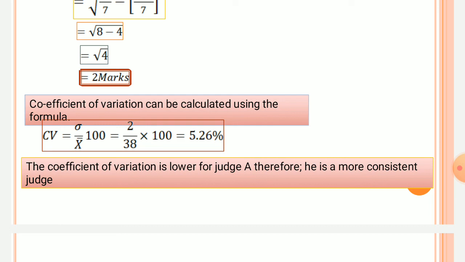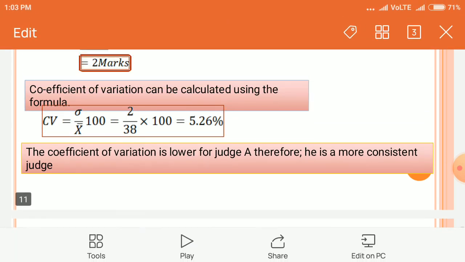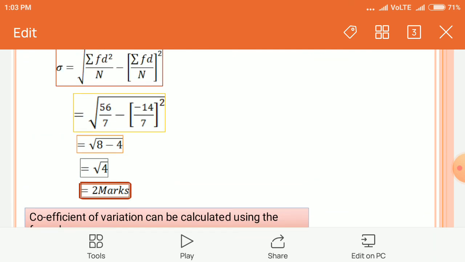Therefore, after calculating CV of both judge A and judge B, we have to interpret the result using these values. Here the coefficient of variation is lower for judge A, therefore judge A is the more consistent judge. So this is the way in which we are going to solve problems on coefficient of variation.